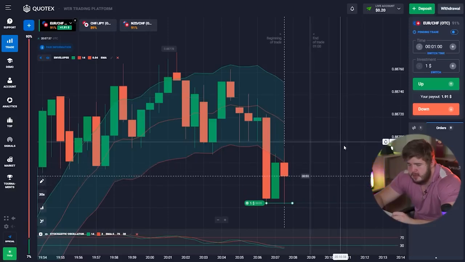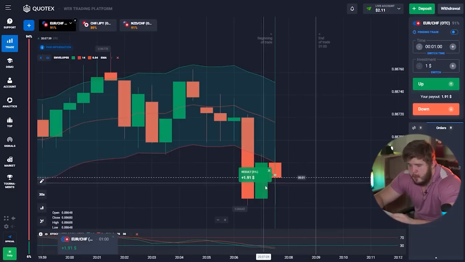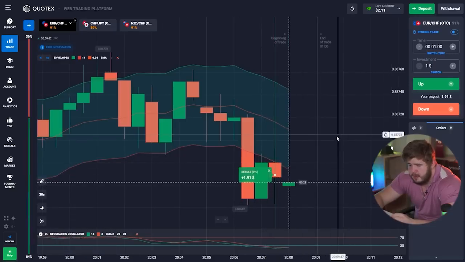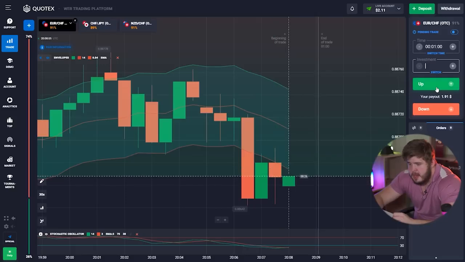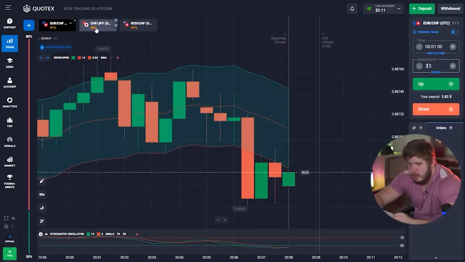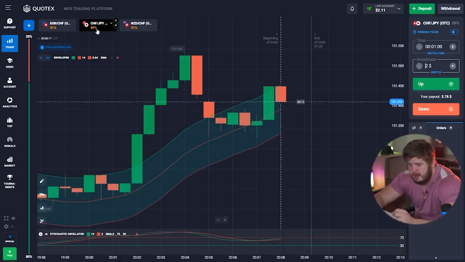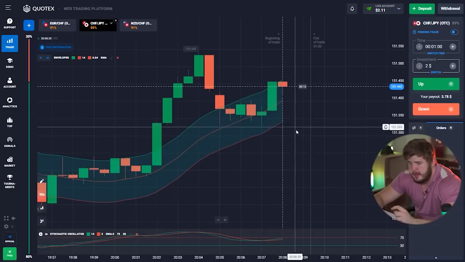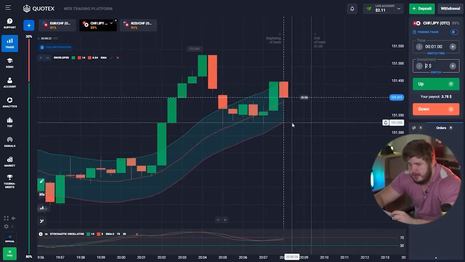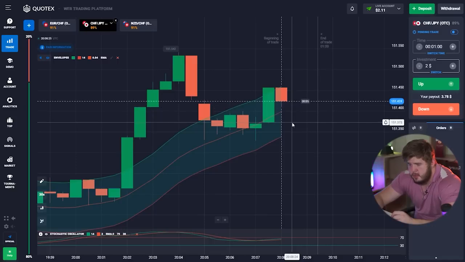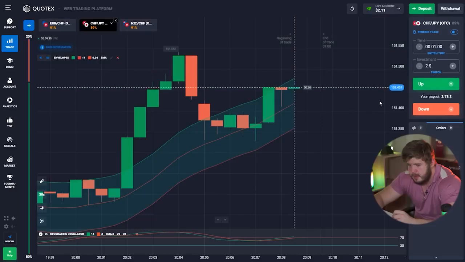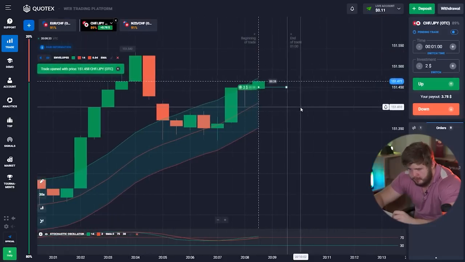We should just wait a little bit. Yes, we did it. We gained our money. Now we open one more trade. We switched to the CHF JPY currency pair. Here we can also see the current channel. The price now is at the roof of this channel. And we just need to wait until we can open the trade.